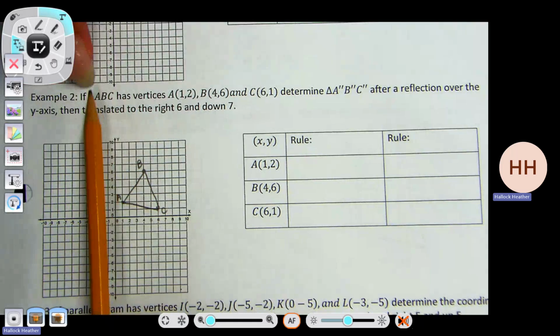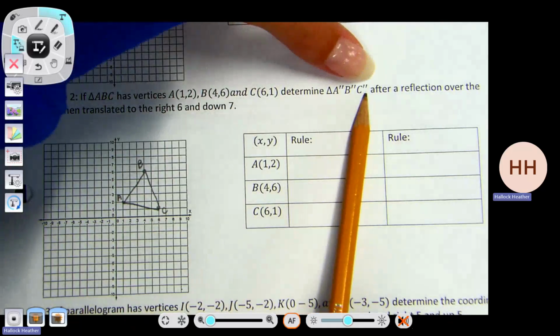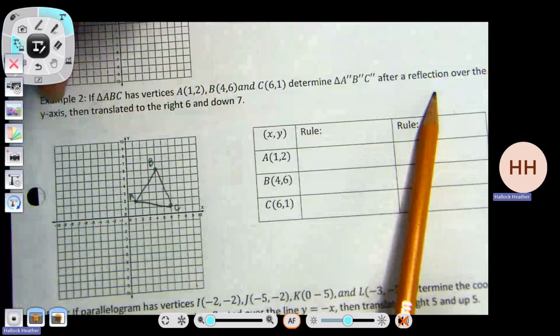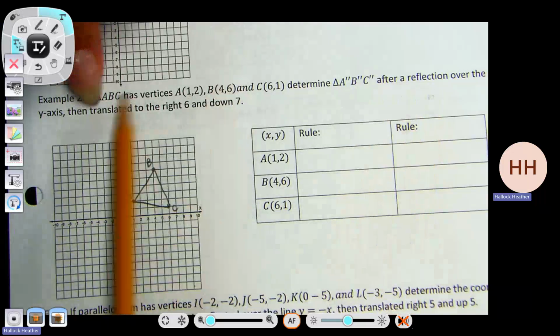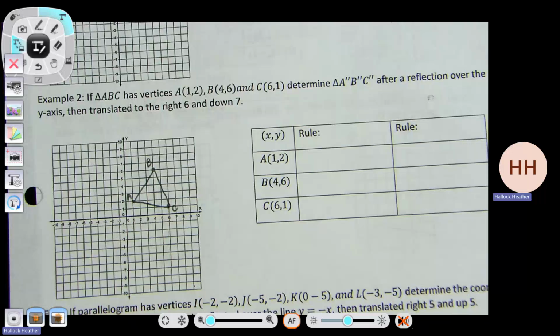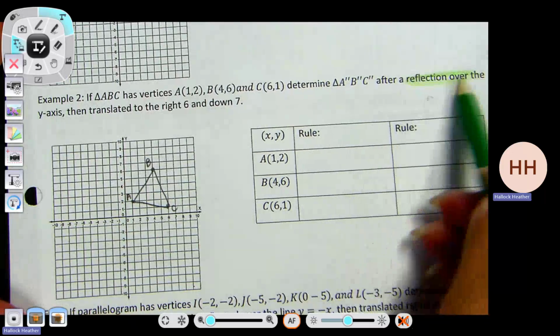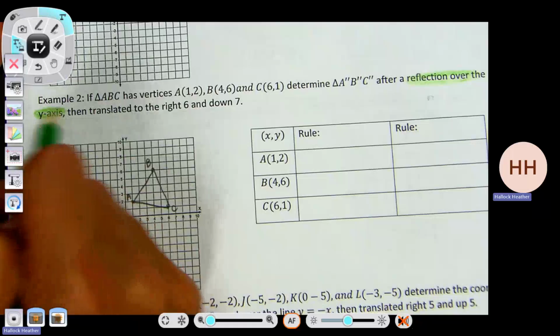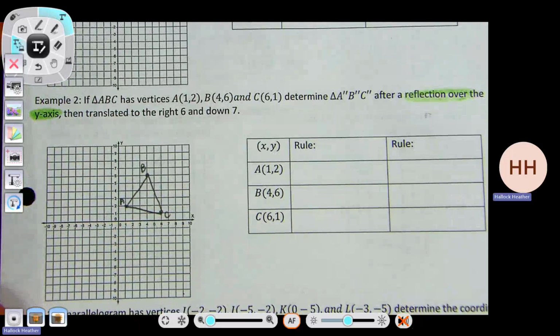So it is a sentence. It says if ABC has vertices 1, 2, 4, 6, 6, 1, determine A double prime, B double prime, C double prime after reflection over the y-axis, then, meaning next, translate to the right 6, down 7. So what do we have to do first? Reflection over the y-axis. So first thing we have to do is reflect across the y-axis.